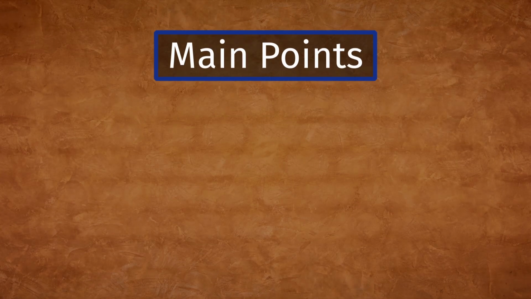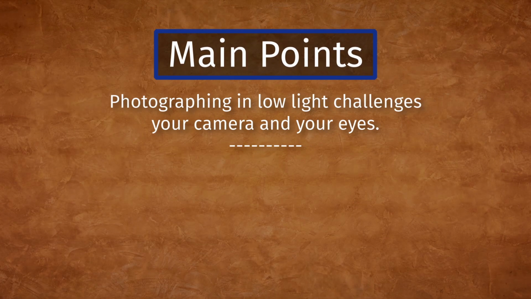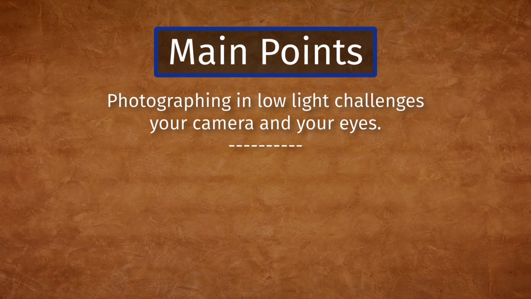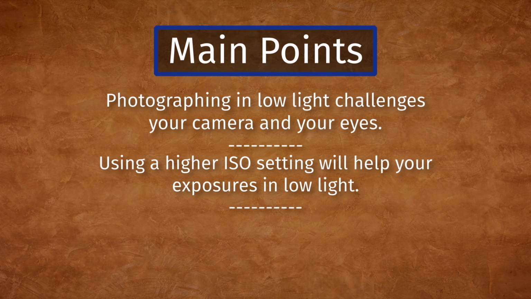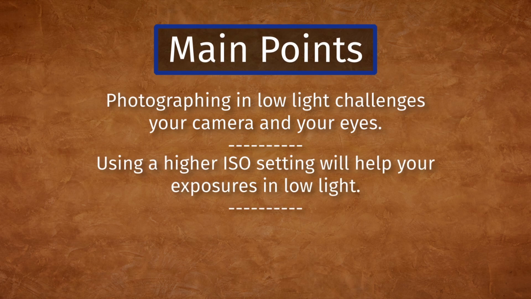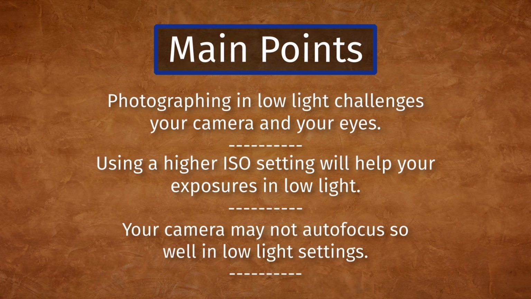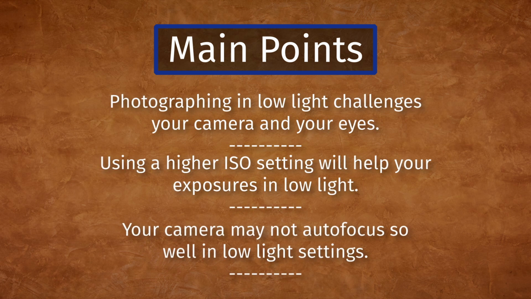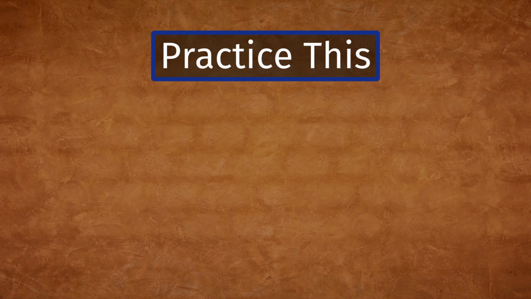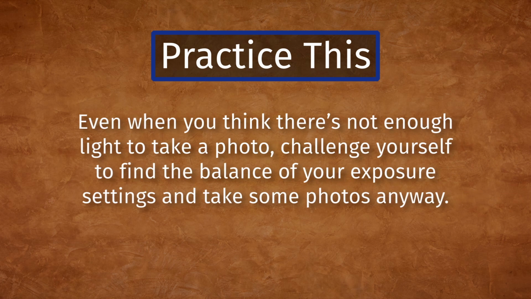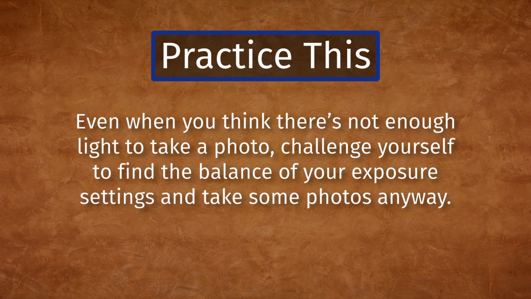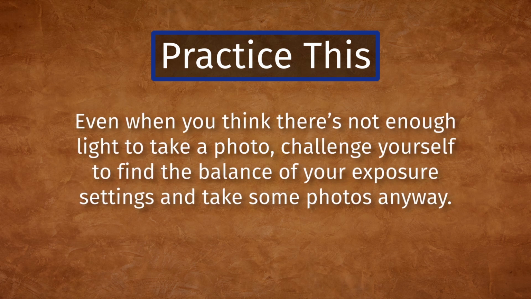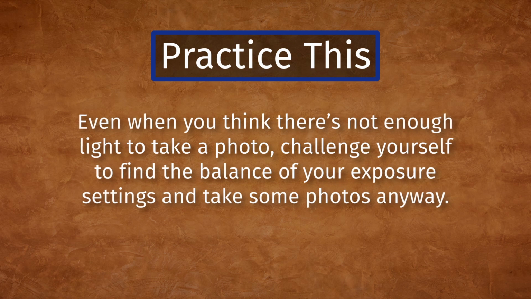The main points in this lesson are: photographing in low light challenges your camera and your eyes. Using a high ISO setting will help your exposures in low light. Your camera may not autofocus so well in low light settings. Practice this to improve your photography. Even when you think there's not enough light to take a photo, challenge yourself to find the balance of your exposure settings and take some photos anyway.